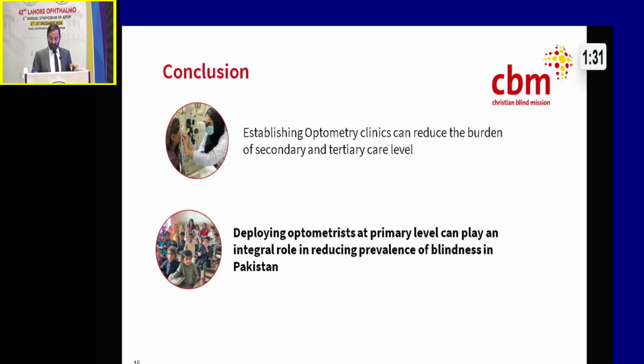Establishing optometry clinics can reduce the burden on secondary and tertiary care, and deploying optometrists at primary level can play an integral role in reducing the prevalence of blindness in Pakistan. This is still the missing link, and we usually emphasize that government should take this up.